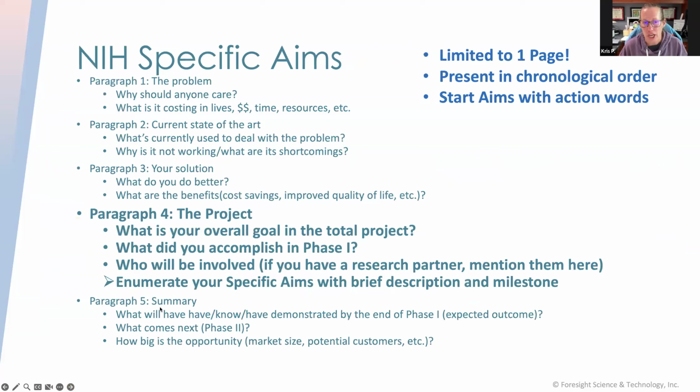And then we introduce the project. So what is your overall goal? What do you want to accomplish in phase 1? Who will be involved? If you have a research partner, this is where we mention them. And then we enumerate the specific aims. Now, the whole idea with this whole section is to get reviewers excited, right? This is like a teaser. We want them to see things that have piqued their curiosity, so they want to read more.